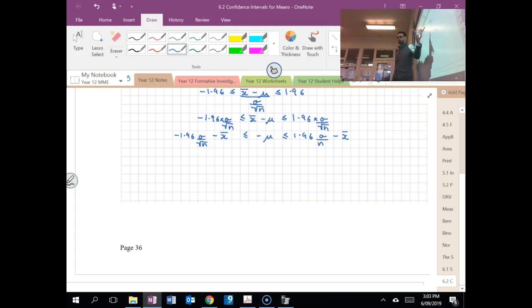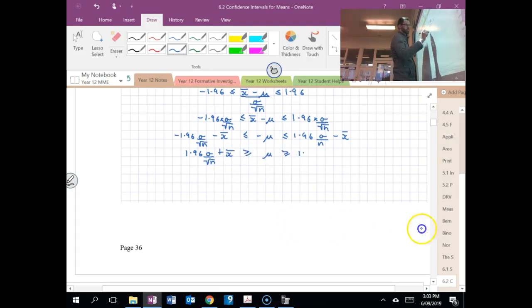Now I've got to divide through by minus 1 because I just want mu. Negative mu isn't really any use to me. So dividing by minus 1, what happens to inequality signs when we divide by a negative number? They get flipped, so we're going to have to flip them. So it's going to be 1.96 sigma on root n plus x bar is greater than or equal to mu, which is greater than or equal to negative 1.96 sigma on root n plus x bar.